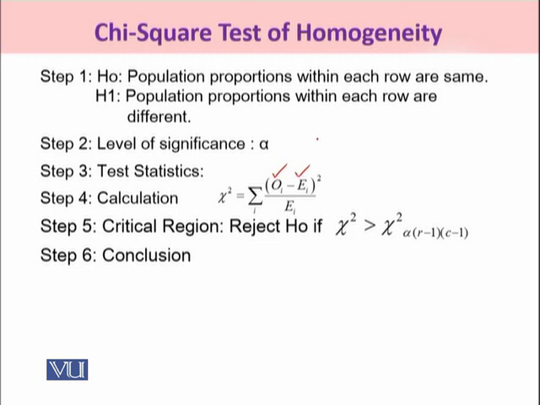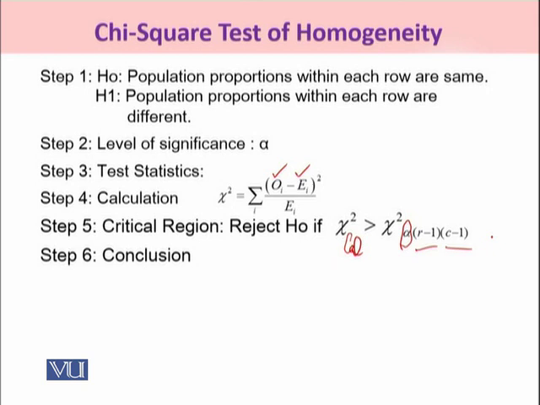Then step number 5 is the critical region, where you have to define the criterion to accept or reject your null hypothesis, that is H0. So here you would specify that we reject H0 if our calculated Chi-square, which you will obtain from step number 4, is greater than the tabulated Chi-square. And how will you get the tabulated value? You will require alpha, the probability, and (R minus 1)(C minus 1) degrees of freedom, where R stands for the number of rows of the contingency table and C stands for the number of columns of the contingency table.